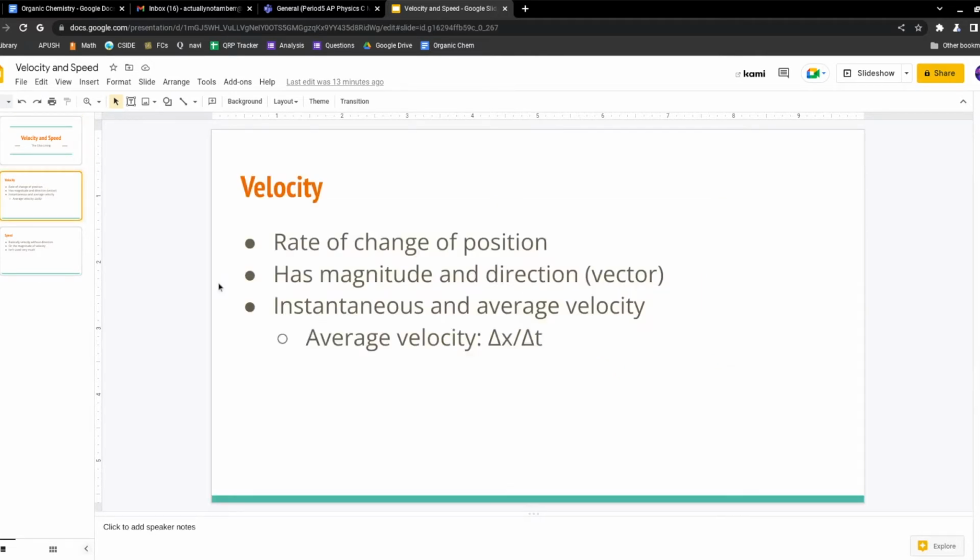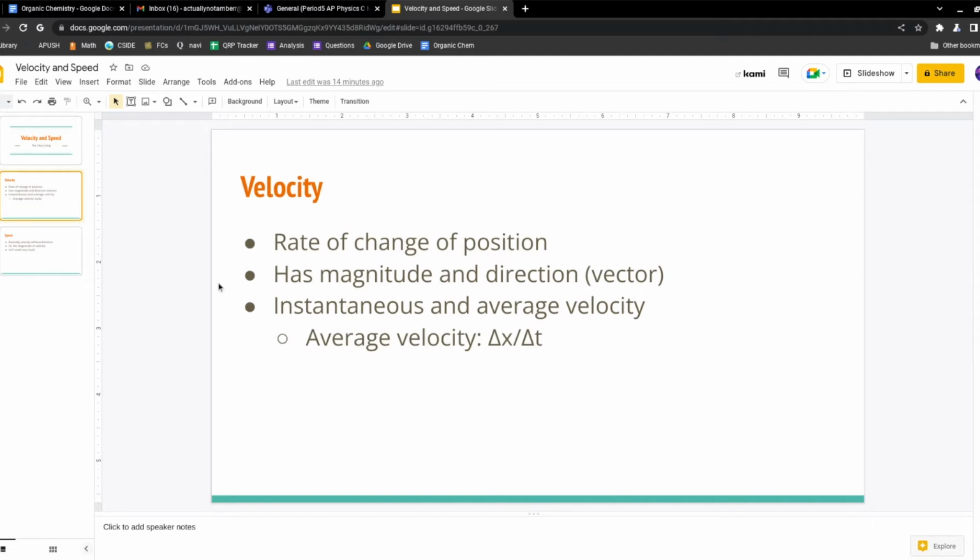So velocity is defined as the rate of change of position. It's basically speed, but it has direction. And we call velocity a vector. So it has magnitude, which is speed, and then the direction. So in that case, if a person was traveling at 5 meters per second in the positive direction, then their velocity is 5 meters per second in the positive direction.